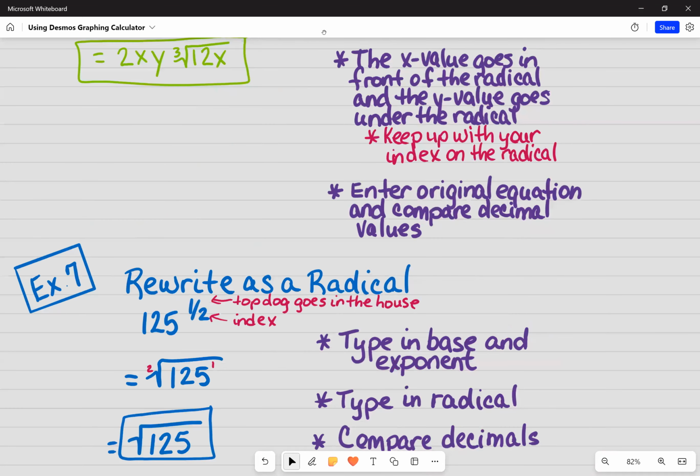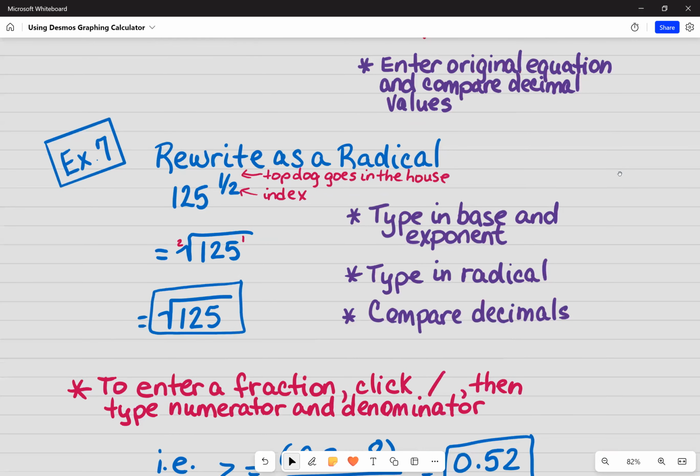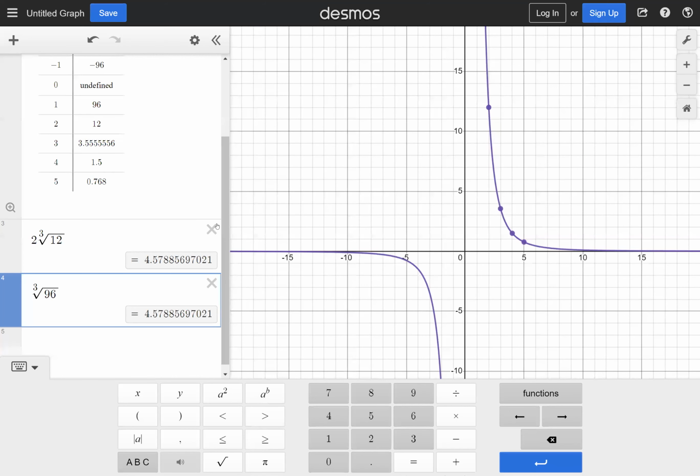Okay. So for example 7, now what I want to do is I want to rewrite the radical. And I taught you in class that the top dog goes in the house. So whatever your numerator is in your fractional exponent, that's going to go in the house. The house is your radical. And then what's in your denominator will be your index. So let's see how this works.